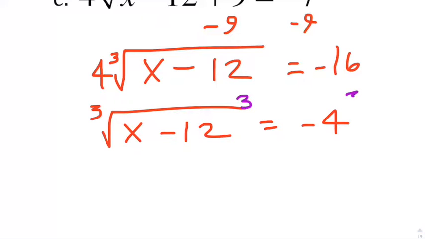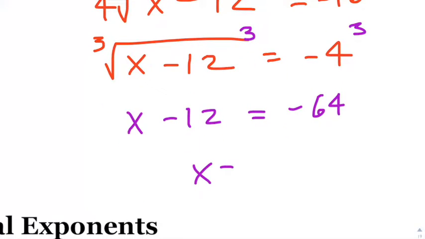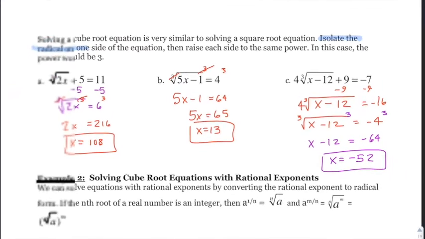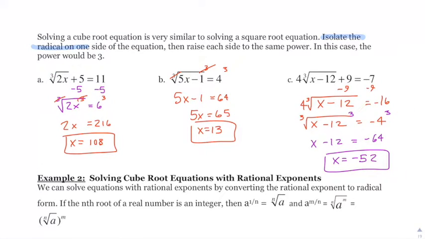So we'll cube both sides here. That's going to get us x minus 12. And then negative 4 cubed would be negative 64. And then we'll add 12 to both sides there. And that should get us negative 52. So there's really not any crazy cases in this case for solving.